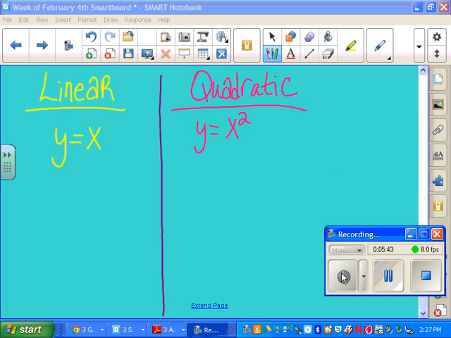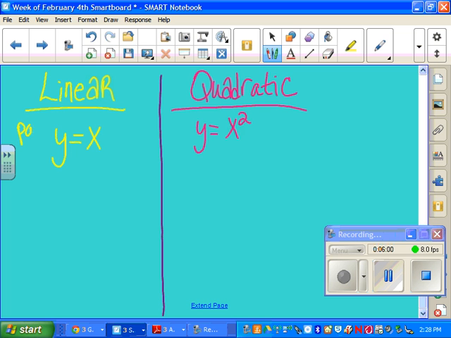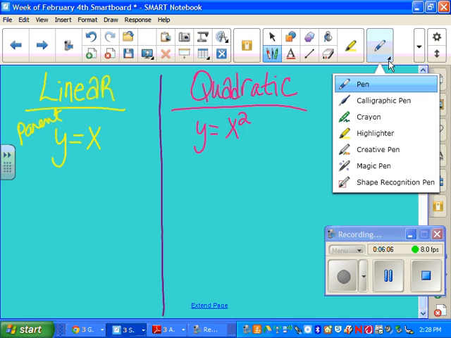So guys, as you can see here, we made a linear versus quadratic chart. And linear, as we've been talking about for the last few days, is y equals x, while quadratic is when you square the x. So your equation is y equals x squared. These are the parent functions of both of these two functions.